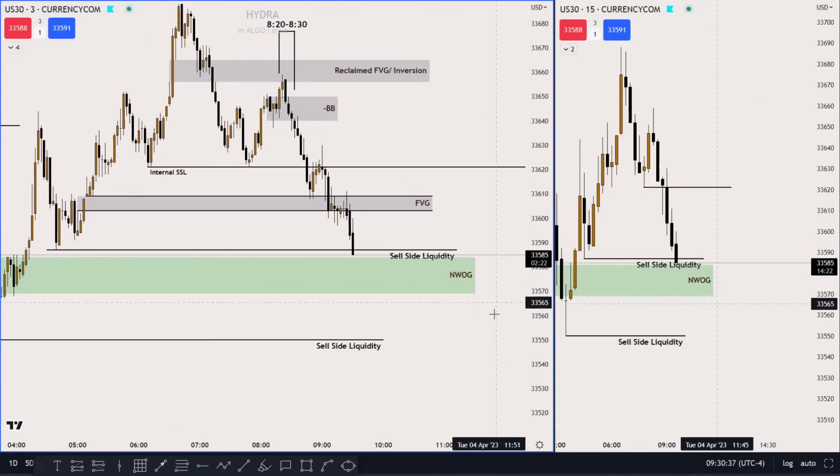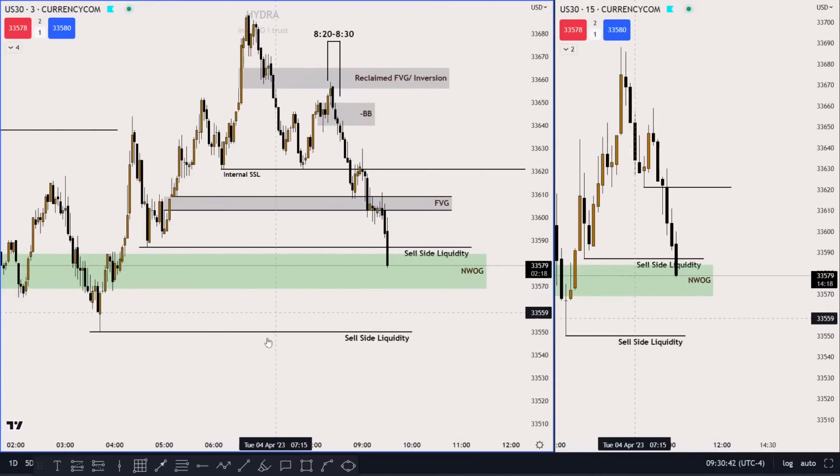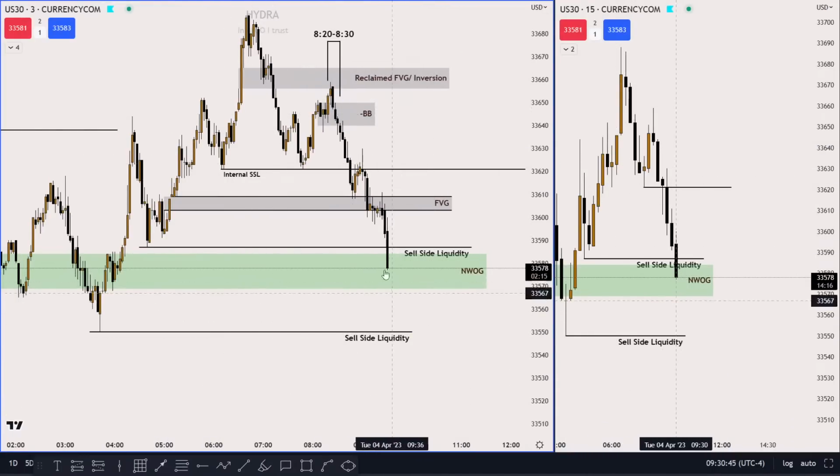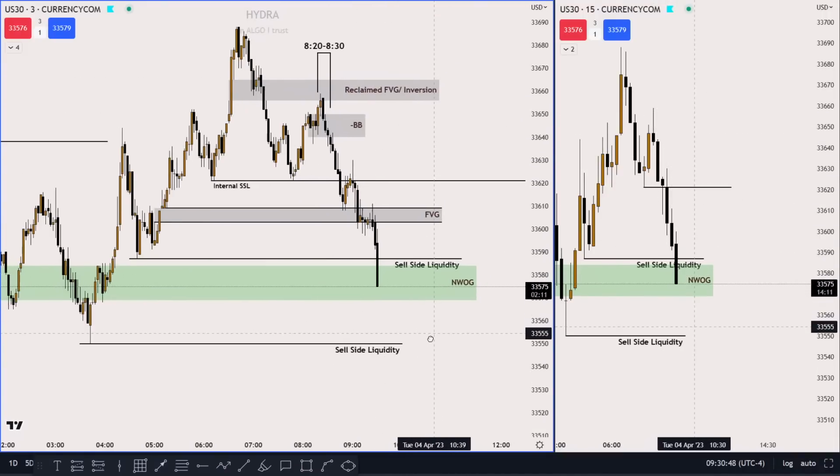So that's how you trade, folks. You do not target everything. You take partial in between the zones where price gives you a chance. That's how you do it.